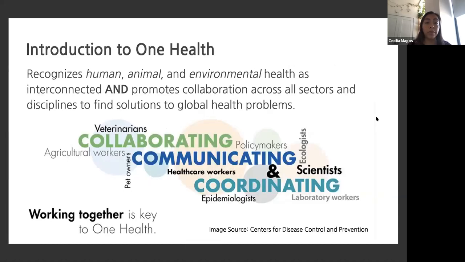So the One Health framework is cited as an integrative initiative that recognizes human, animal, and environmental health as interconnected and promotes collaboration across all sectors and disciplines to help solve global health problems. And this bill specifically aims to target those caused by zoonosis.